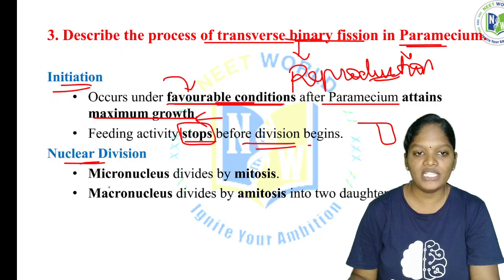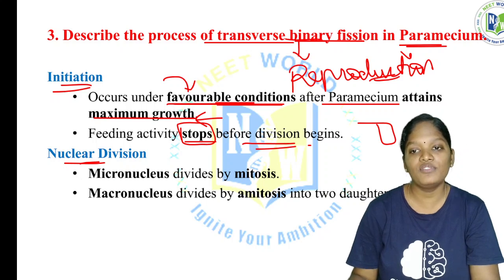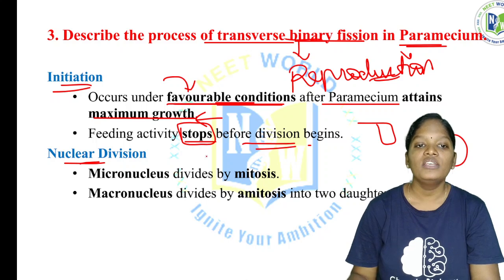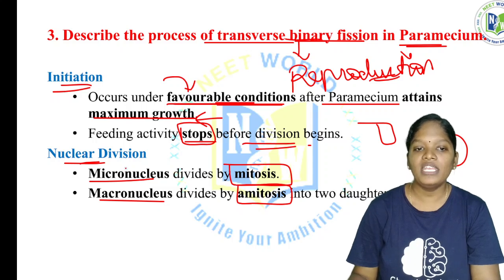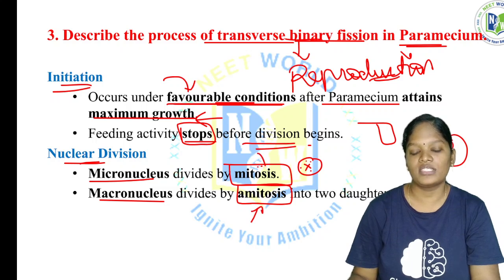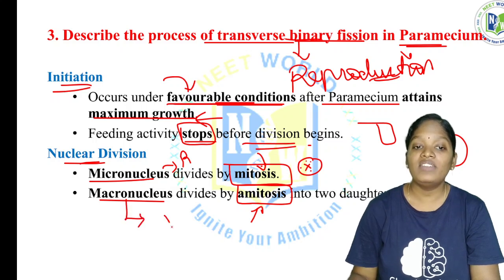The nuclear division will take place, and in the case of paramecium there are two different types of nucleus, so it is dinucleate: micronucleus and macronucleus. The micronucleus divides by mitosis, and the macronucleus divides by amitosis. This is very important. We have two different types of cell division, mitotic and meiotic, but here it is amitosis and mitosis. The micronucleus is related to reproduction, and the macronucleus is involved in vegetative function.